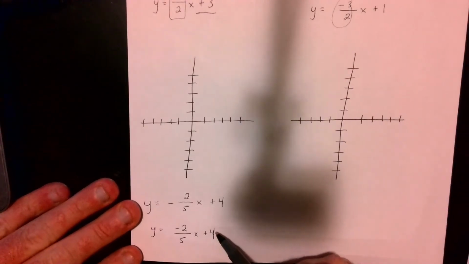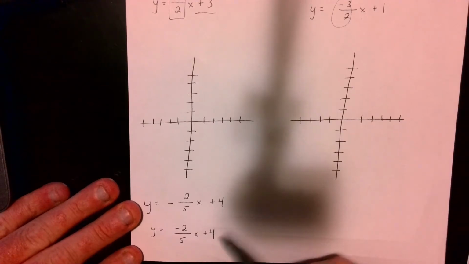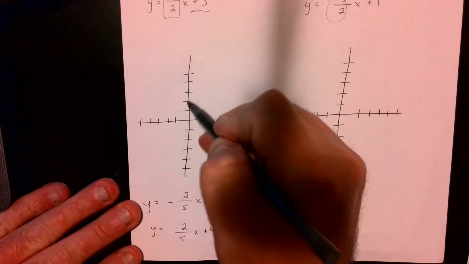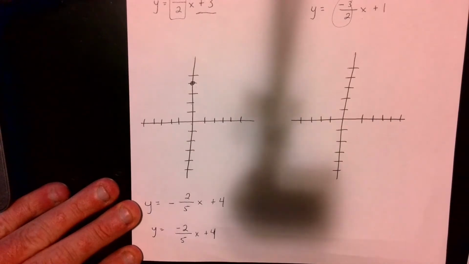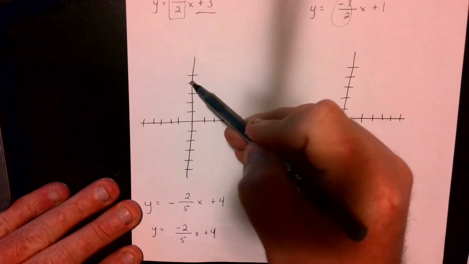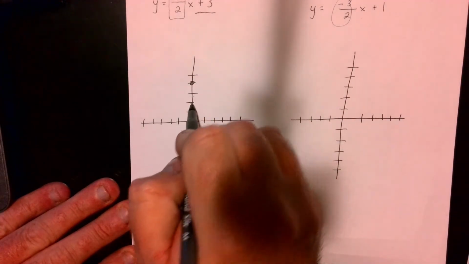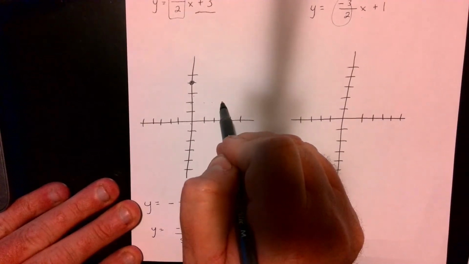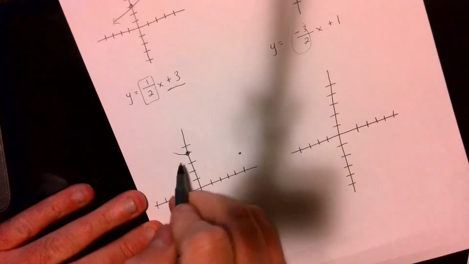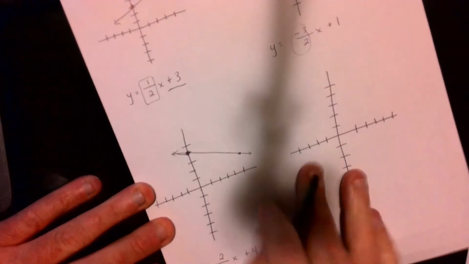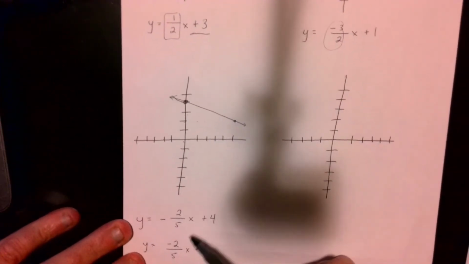So same thing happens. We have a starting point, a beginning point, an initial value of 4. So we're going to count up to a positive 4. 1, 2, 3, 4. And that's where our initial value, our starting point, is going to take place. And then my slope is going to tell me to go down 2 and right 5. So from my beginning point, we're going to count down 2 times. 1, 2, and then right 5. 1, 2, 3, 4, 5. And over here is my second point, and we're going to send a line through those 2 points. And that's the graph of this equation.